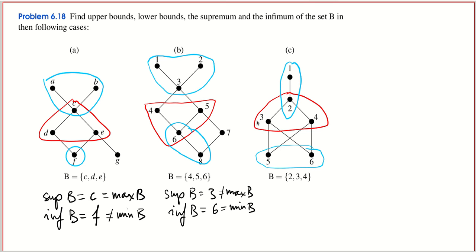reason, right? And in this case, the supremum of B is 2, which is also a maximum because it's in B, but there is no infimum because there is no largest lower bound. These two lower bounds are not comparable to each other, so no infimum. There is no infimum. Okay, and that's it.